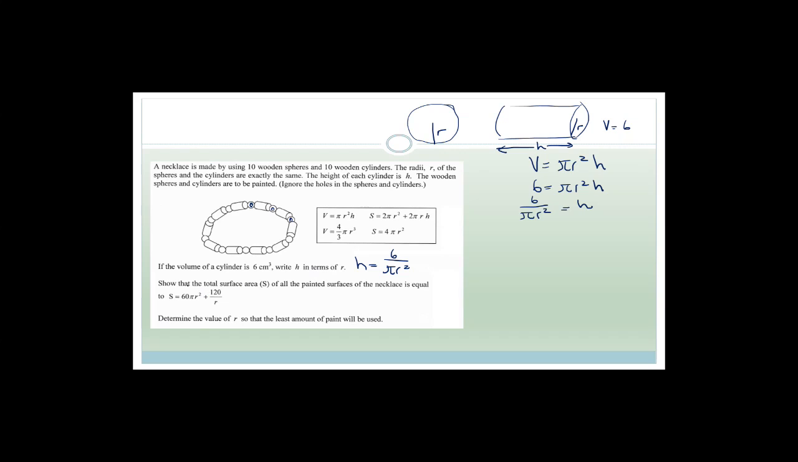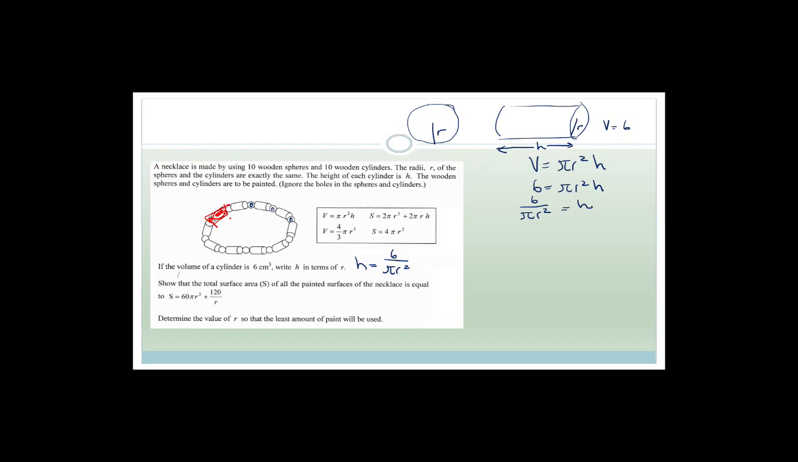Now it says, show that the total surface area, S, of all the painted surfaces of the necklace is equal to 60 pi r squared plus 120 r. Do you agree that we've got 10 wooden spheres and 10 wooden cylinders? So if I find the total surface area of one wooden sphere and one wooden cylinder, and then I add those and multiply by 10, I'll have the total surface area. So I'm going to take the total surface area of this one and that one, add them together, and then multiply by 10, and that'll give me the total surface area.